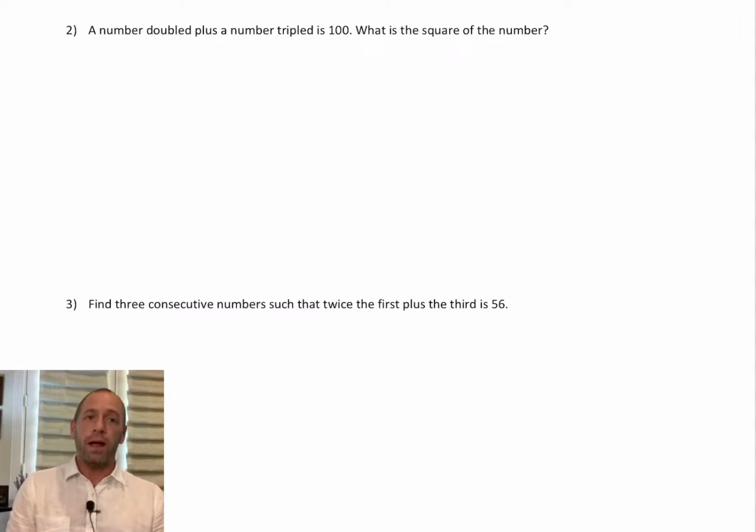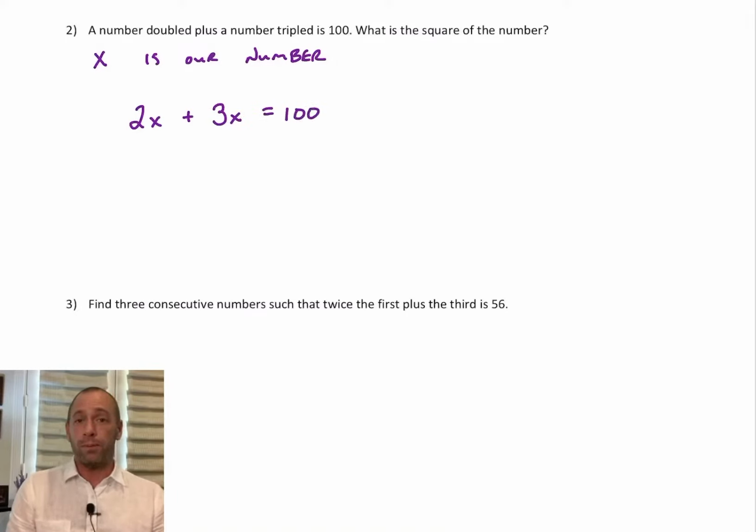Number 2, a number doubled plus a number tripled is 100. Well, if I'm going to start throwing around letters, I need to tell the reader what the letter means. In this case, X. X is going to be our number. A number doubled means you're going to multiply it by 2, plus a number tripled. That means we're going to multiply our number by 3, and that's going to equal 100. Pretty straightforward. We combine our like terms, divide both sides by 5, and we see that our number is 20.